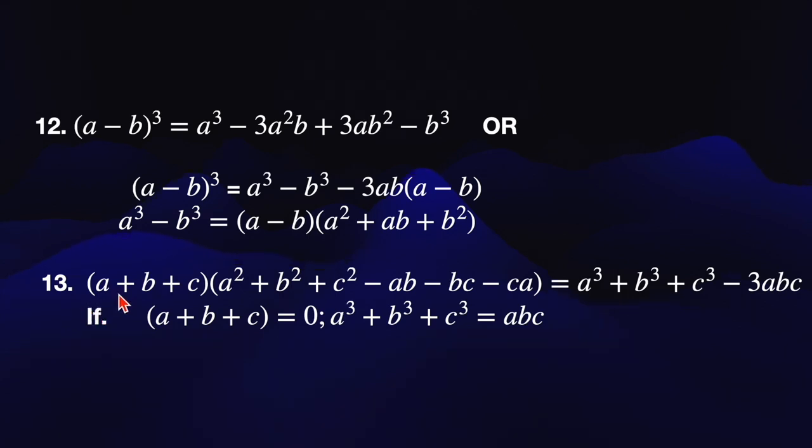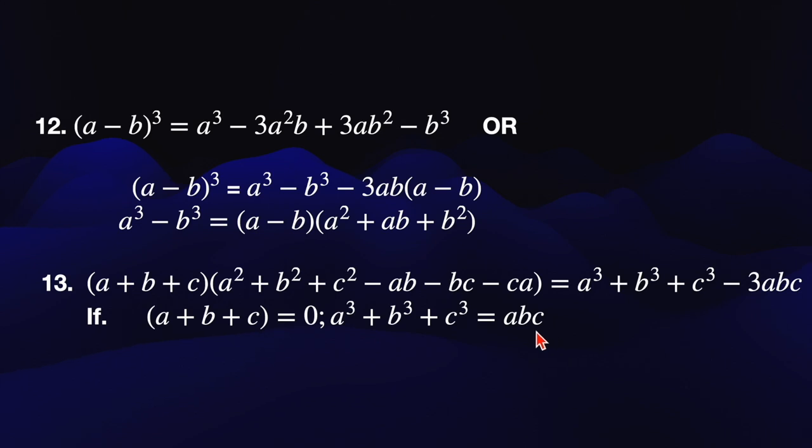13th one is (a + b + c)(a² + b² + c² − ab − bc − ca) is equal to a³ + b³ + c³ − 3abc. If a + b + c is equal to 0, if we put this as 0, whole expression becomes 0, and a³ + b³ + c³ − 3abc is 0. That means a³ + b³ + c³ is equal to 3abc.